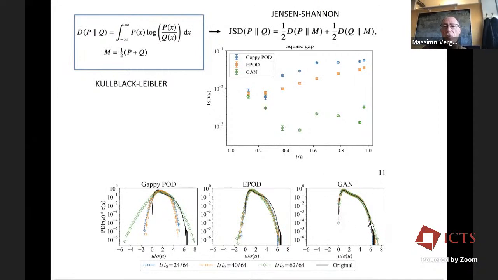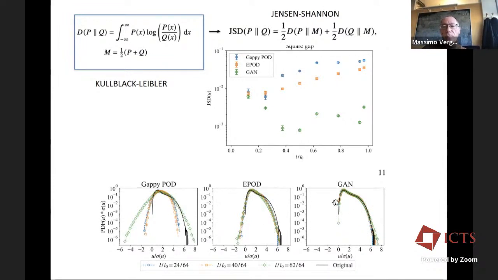If you don't believe numbers and want to see with your eyes, I show you here the ground truth PDF, the black lines, for the velocity field inside the gap, and the PDF reconstructed and proposed by the machine, the generative adversarial network, for different sizes of the gaps. You see that the machine is always very good, while the extended POD and the GAPPY POD provide PDFs that are, I mean, the extended POD is not that bad, but still certainly not as good as the GAN. The GAPPY POD is very bad.